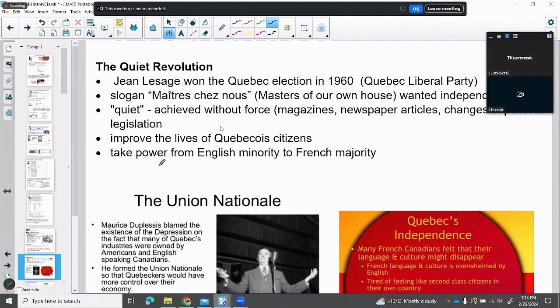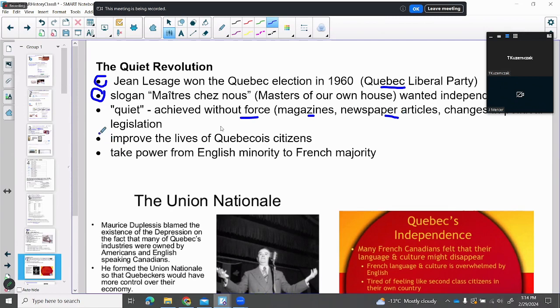Okay, so in the Quiet Revolution, we looked at Jean Lesage, who won the Quebec election in 1960, and he led the Quebec Liberal Party. His slogan, or his motto, was Maîtres chez nous, which was masters of our own house, and what he wanted was independence. The Quiet Revolution was achieved without force. That means he didn't try to do this with violence. Instead, it was through magazines, newspaper articles, changes in political legislation.